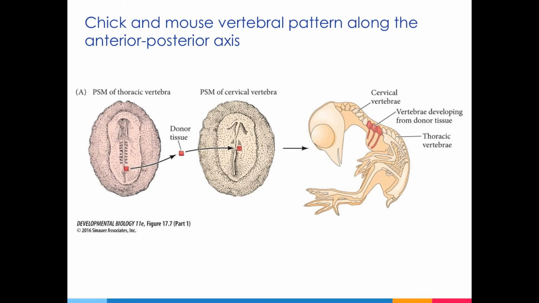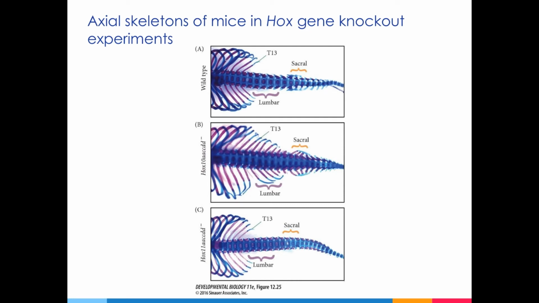And this is an example in the chick, but the same principle applies to mammals. Alternatively, if the expression patterns of Hox genes are altered, this can result in the transformation of one type of vertebra to a different type. So these homeotic transformations are very similar to what we saw in Drosophila.